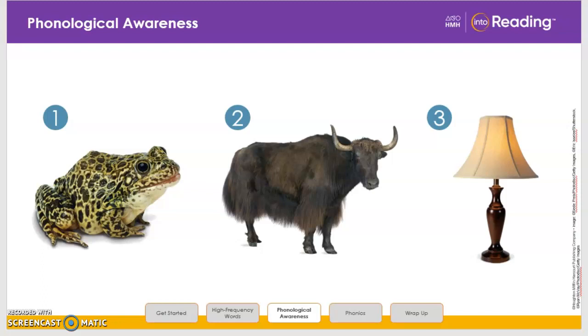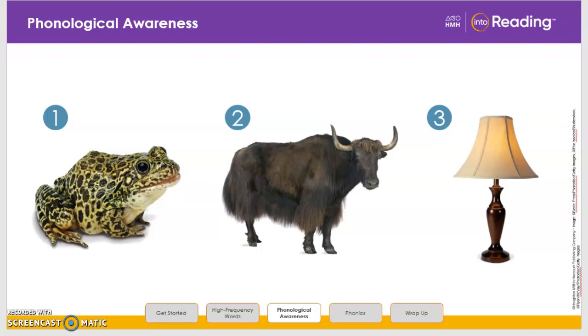The first word is frog. I hear f at the beginning, after that r, then o, and g at the end. Frog. Now count the sounds with me on your fingers. Frog. There are 4 sounds in frog.